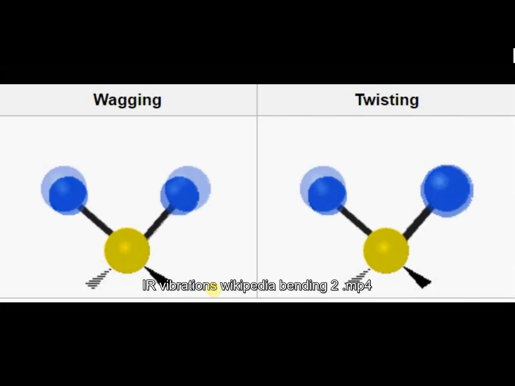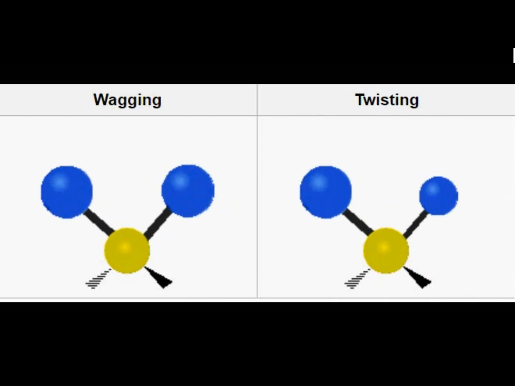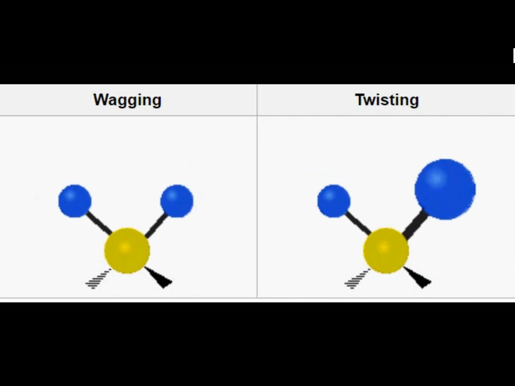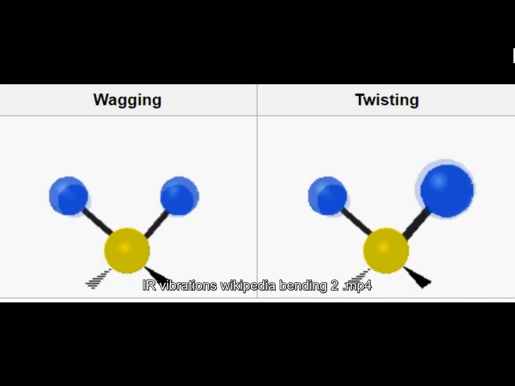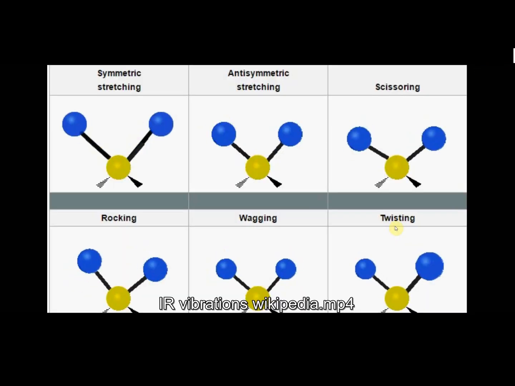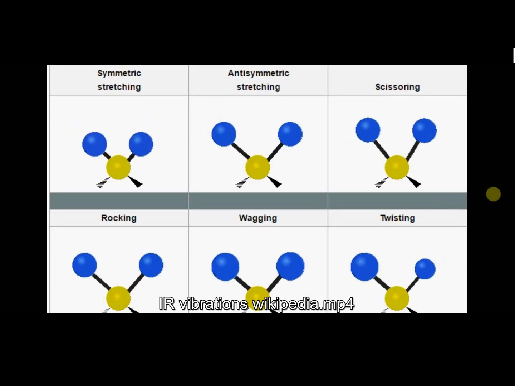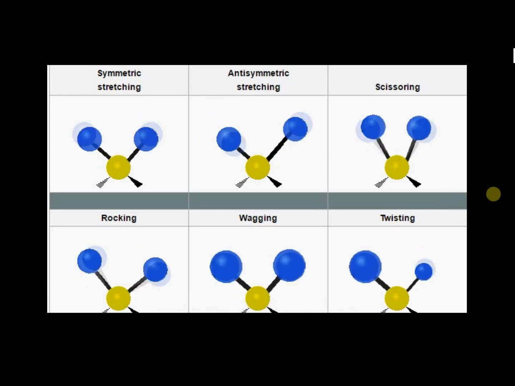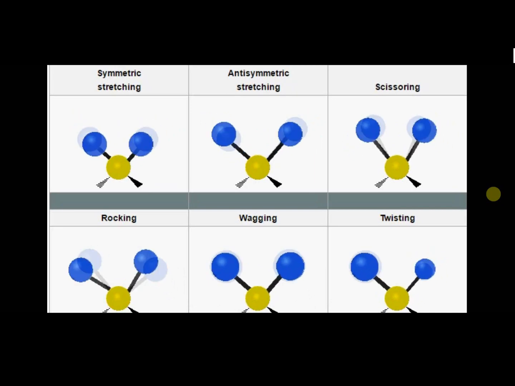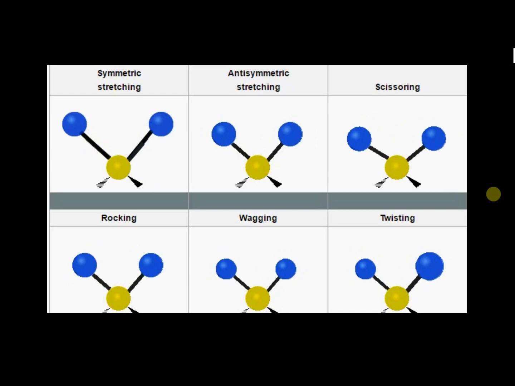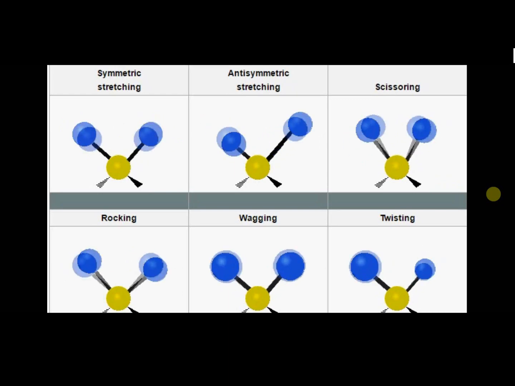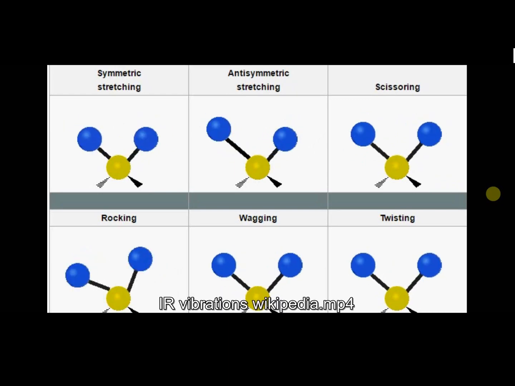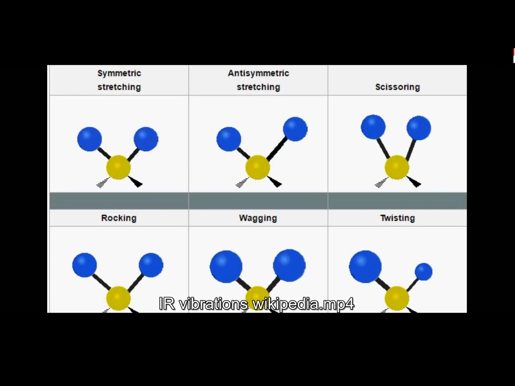The 2 more bending vibrations you see on the left, wagging. Again, the bond angle is changing rather than the bond length. It's symmetric on the left, and twisting on the right is asymmetric, if you will. Here are all 6 kinds of vibration that can occur in a methylene group, CH2 group. A methylene group will actually absorb at 6 different wavelengths in the mid-IR, giving rise to 6 different types of vibration: 2 types of stretching, 4 types of bending. You can view these on Wikipedia.